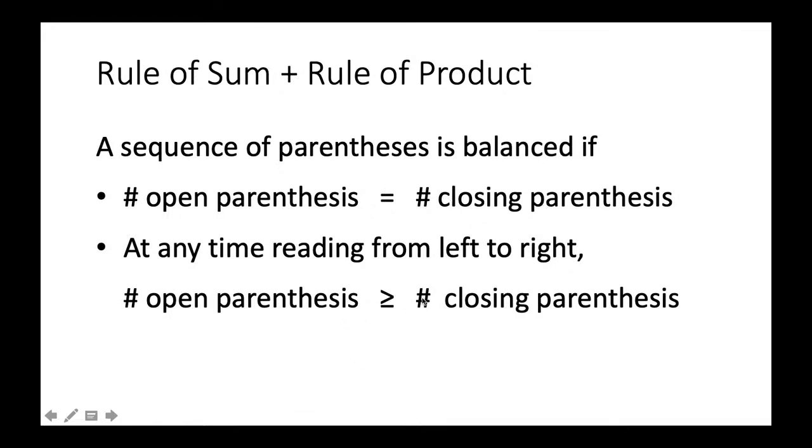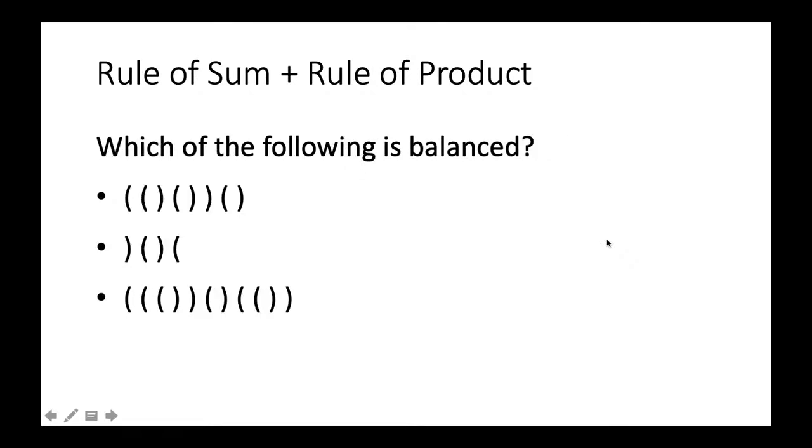also at any time, if we are reading from left to right, the number of opening parentheses has to be greater than or equal to the number of closing parentheses. So this may be difficult to imagine, but I will give you an example. So this is what we do in our daily life. So in this example, we want to ask which of the following sequences of parentheses is balanced? So here it is open, open, close, open, close, close, open, close.